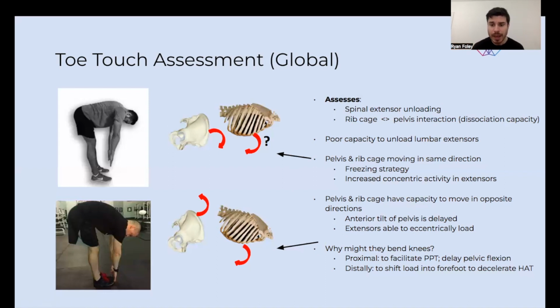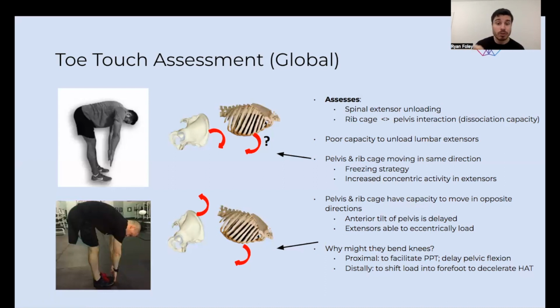And lastly here, let's discuss what it might mean if you see someone's knees bend. If their knees bend, it's not just the case that the hamstrings are tight, because there are proximal and distal reasons for this knee bending behavior. As an example, it could be a case where the knees are bending to help delay the flexion of the pelvis, because as the femur flexes closer to the trunk when the knees bend in standing, that will reduce the space that the pelvis has to flex forward. So it will help delay that forward flexion.